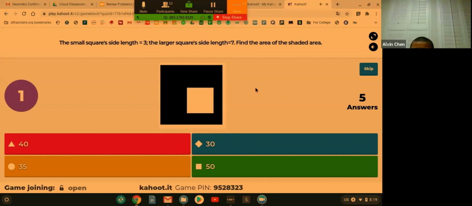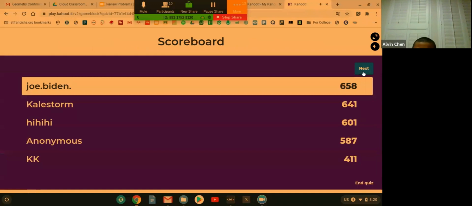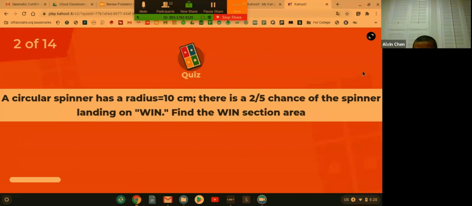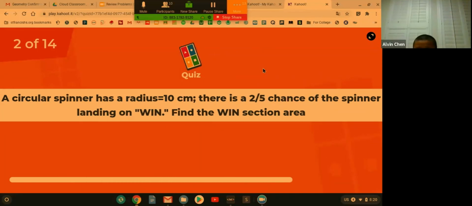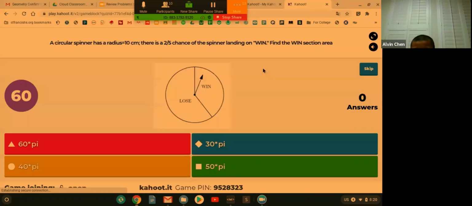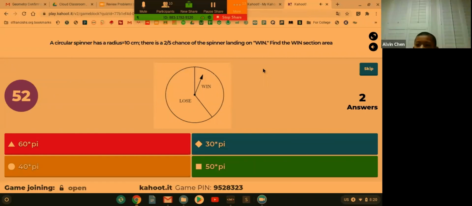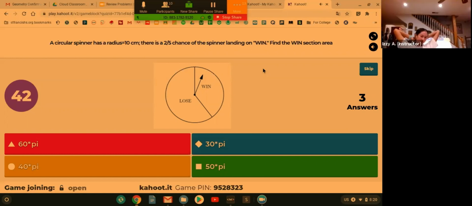You can skip once there are 5 answers because there's only 5 players. No, 6. And 1 person got it wrong. 6 players. A circular spinner has a radius of 10 centimeters and a 1 in 5 chance of the spinner landing on win. Find the win section area. Whoever gets the question wrong will be grounded for 2 months. Whoever gets the question wrong will just have to be faced by Alvin.